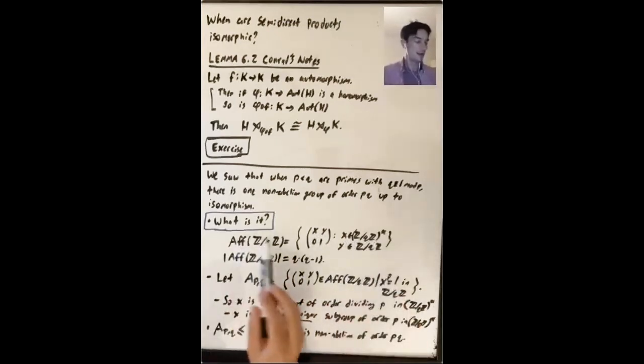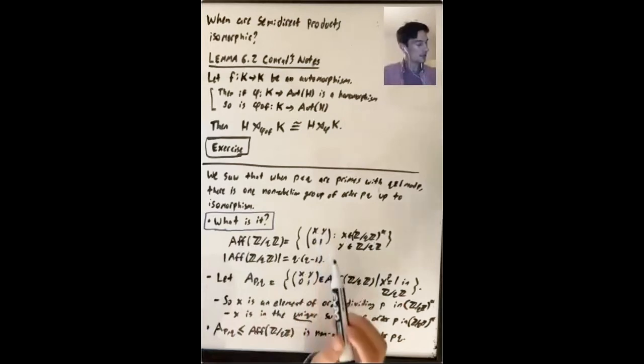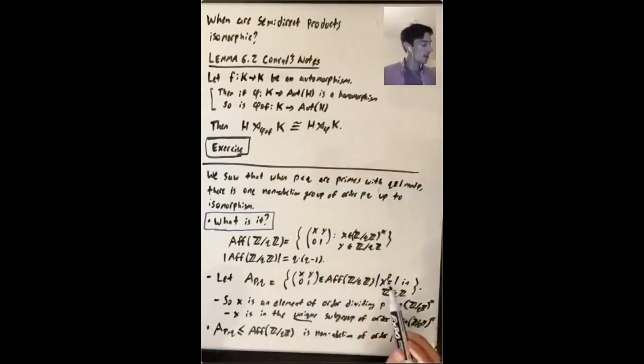We saw how to think of this group as a semidirect product earlier. The order of this group, well, there's q minus 1 choices for x and q choices for y. It's q times (q minus 1). Let's define A_pq to be the subset of matrices (x, y; 0, 1), where x to the p is equal to the identity in (Z mod qZ)*. So let me really emphasize in (Z mod qZ)*.